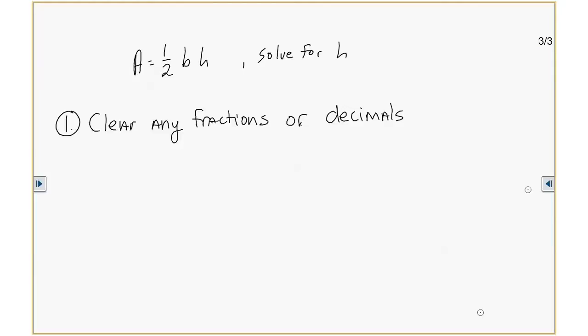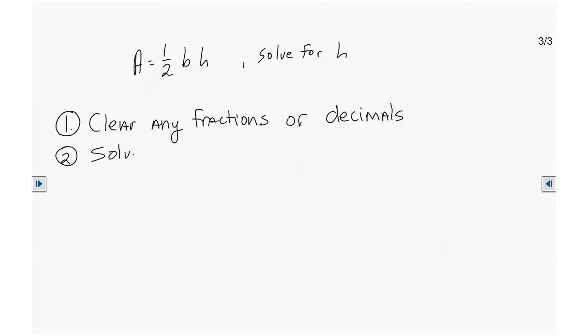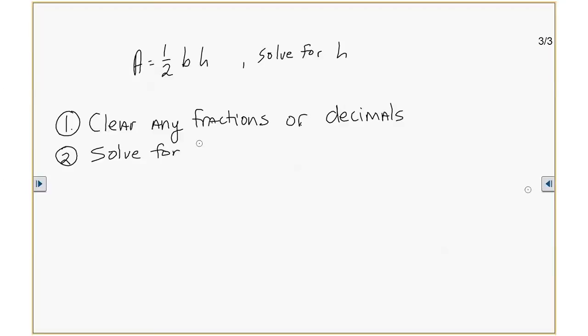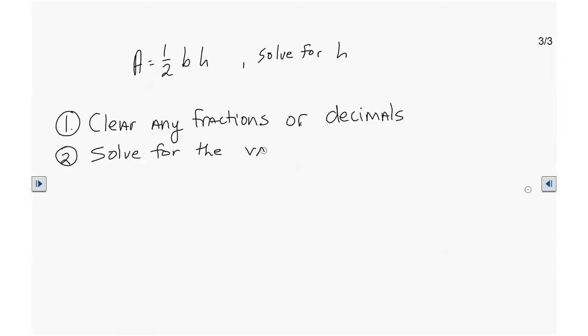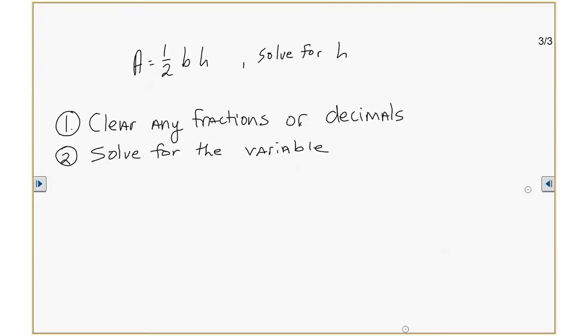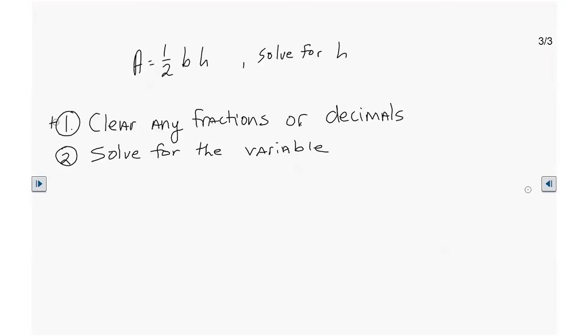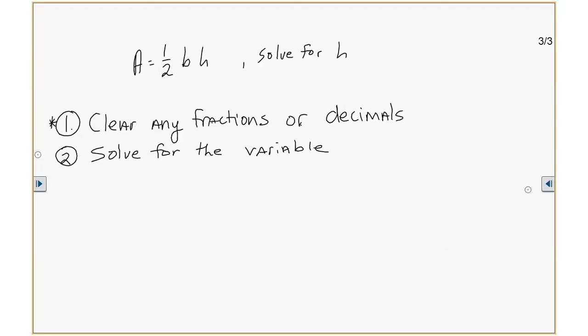Second, solve for the variables. Now a lot of you are saying, well, that ain't a big deal, it's just 2 rules. Yeah, but if you don't do this first rule and you have a fraction in there, it's an extra function. So what do you do if you have a fraction? You get rid of it. Therefore, it's not as painful.